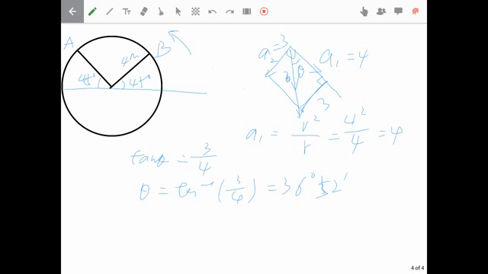We have to find the other angle, the angle to the horizontal. Now we should redraw the diagram here. That's horizontal. A1 is 45 degrees, and that angle is 36 degrees 52 minutes.